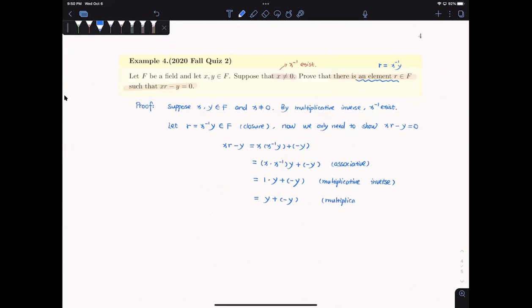Wait, what did I do? Associative? I think I wrote it in the wrong place. So this step is associative, yeah. This step is from here to here. So that's multiplicative inverse. And from here is identity, okay. Because I was trying to make sure I'm doing the right thing. Identity.